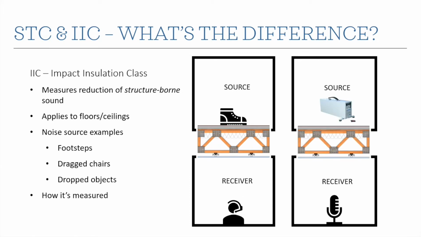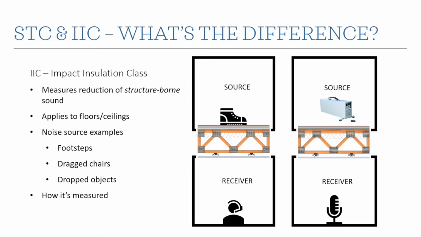IIC stands for impact insulation class, and it measures the reduction of structure-borne sound. So we're talking about sound that really starts with an interaction with the structure itself. The IIC ratings only apply to floor-ceiling assemblies. Noise source examples would be footsteps, dragged chairs, dropped objects, your dog running across the floor with its nails on it, my kids jumping up and down, those kinds of things. We see that illustrated here by this boot on top of the floor-ceiling assembly, with somebody in their home office below.